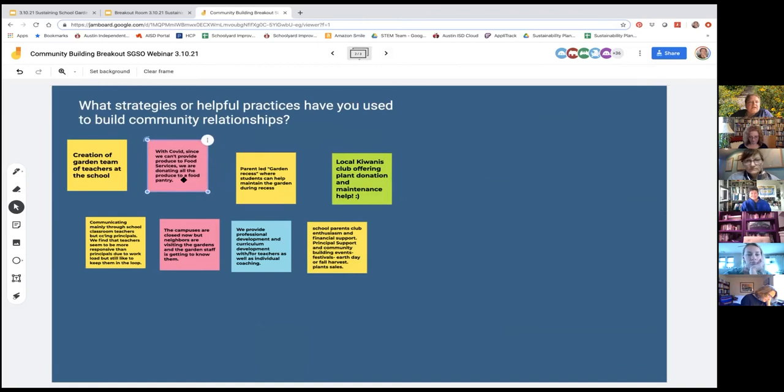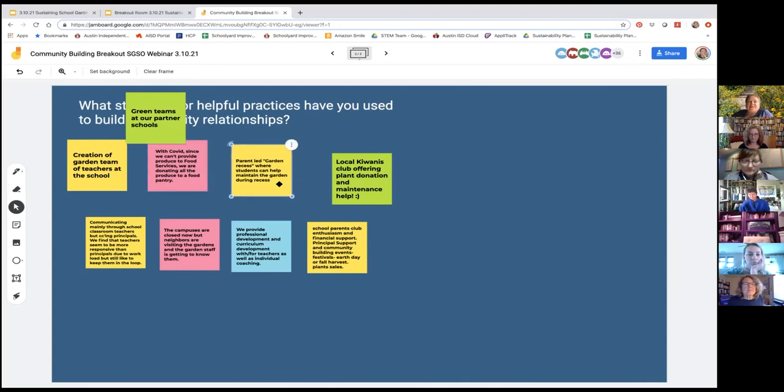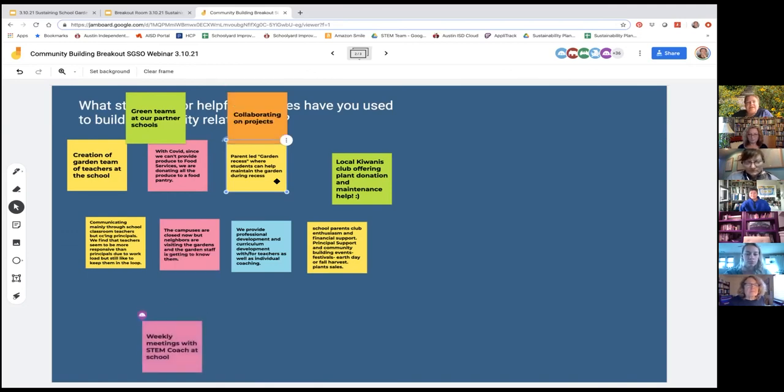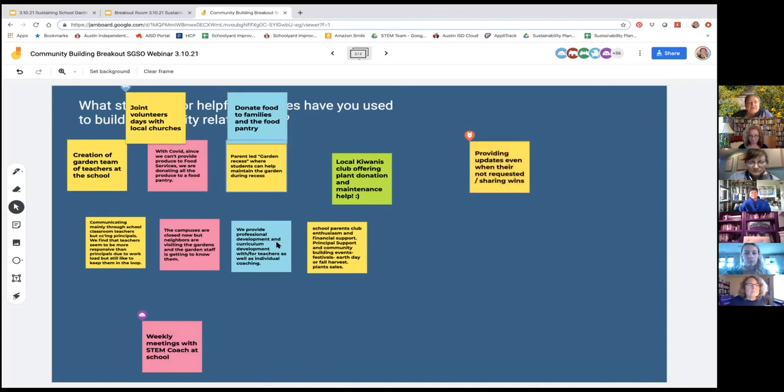That's great. Donating food to the food pantry. Let's see, parent-led garden recess, where students can help maintain the garden during recess. Oh, that's a great idea. We have a school in Austin that does that, and I had totally forgotten about that. They have a really robust and involved parent community, and every Friday they have a parent in the garden and the kids can choose to be in the garden for recess. That's a great one.